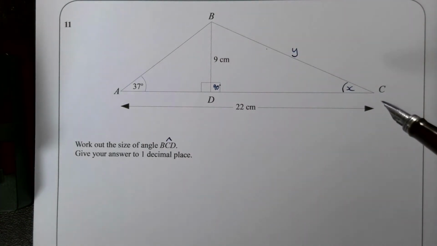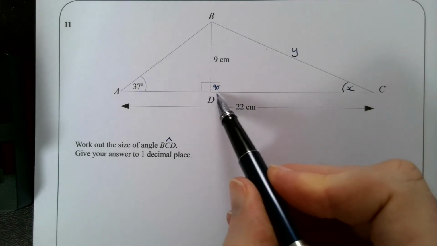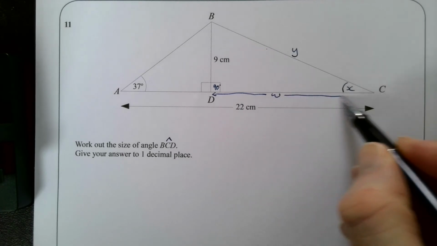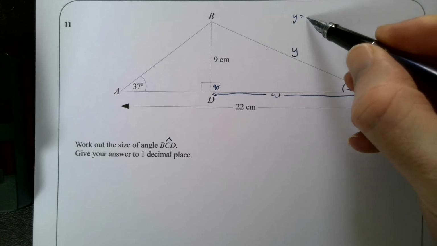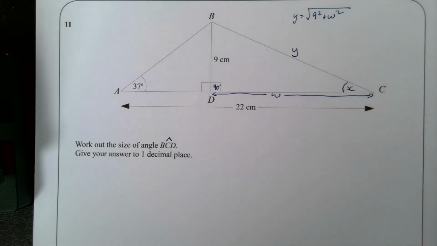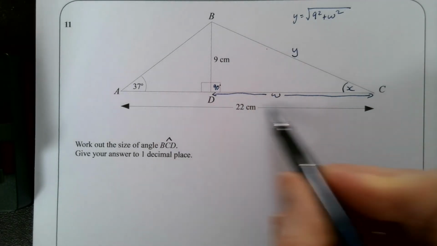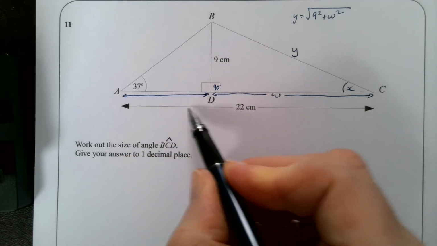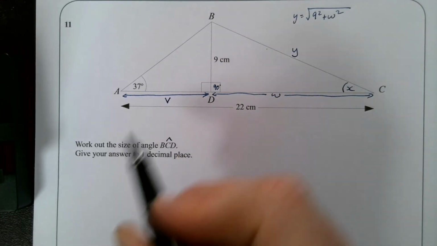I can't work that out yet though. I could work that out using Pythagoras if I knew what this was, couldn't I? So if I knew what that was, let's call that W, then I would know that Y is going to be the square root of 9 squared plus W squared. I don't know W, but I do know the whole of this length. So if I knew this length here, I could take it from 22 and I would know W. So I'm going to do that.